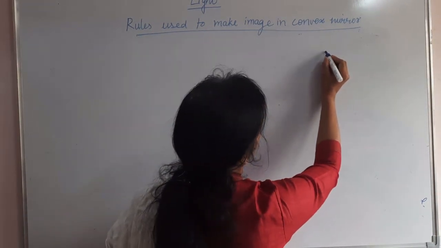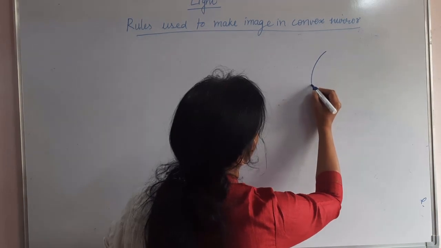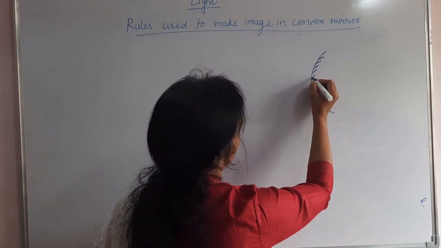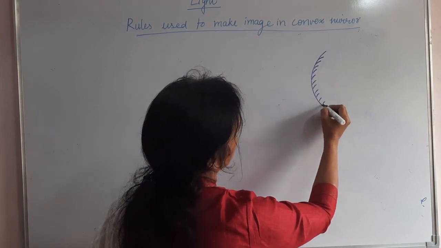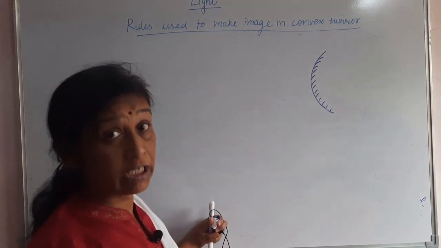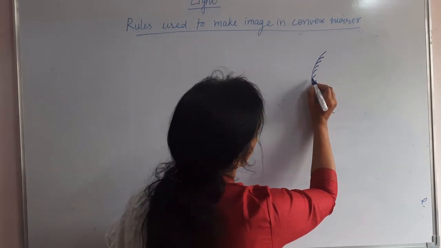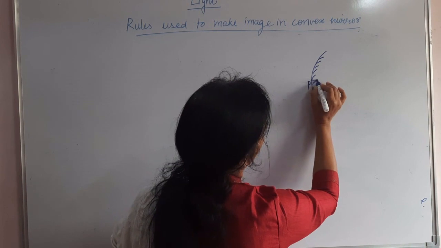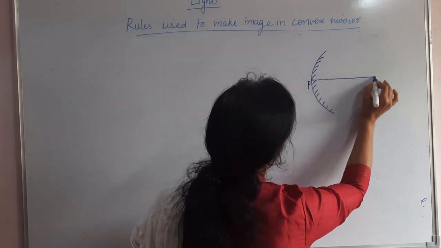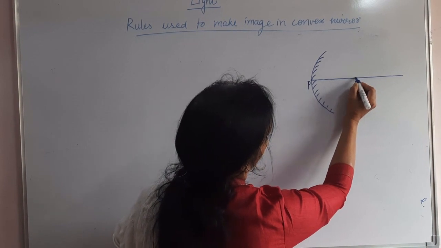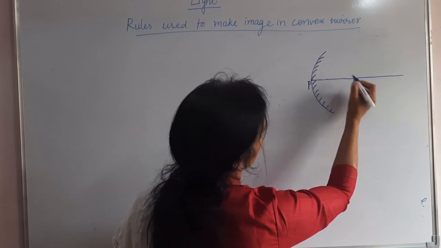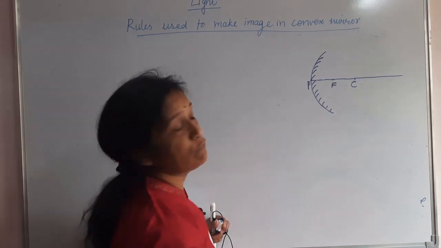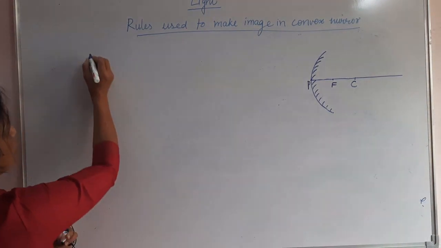So which mirror is a convex mirror? A convex mirror is a mirror that is polished from the inside, and the outer bulging surface will act as a reflecting surface. So this is the point P, the pole, the center point. Then I'll make a principal axis, and on that I'll make point C, which is the actual center of the sphere of which this mirror is a part, and this will be the principal focus F. Now let's start the rules.